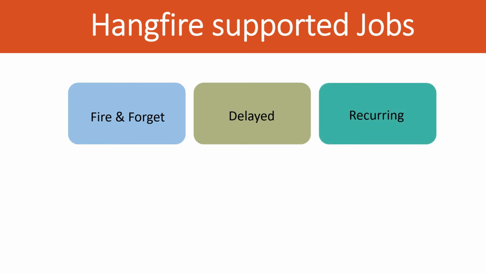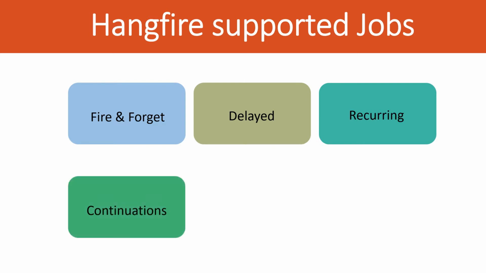The next one is recurring jobs. Recurring jobs execute many times on the specified schedule. Here we will specify the schedule using a cron schedule. And the next one is continuations. Continuation jobs are executed when their parent job has been executed.